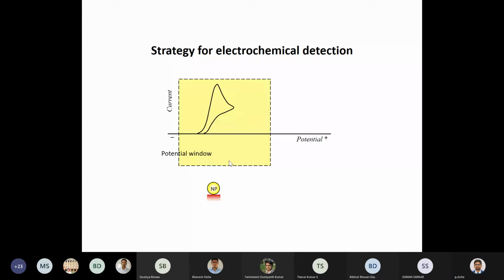Sir, I have a small doubt. While discussing impedance spectroscopy, we said the RCT value will increase because of the potential as the reaction continues. How is it different, sir, compared to this one? See the impedance case, as I mentioned.